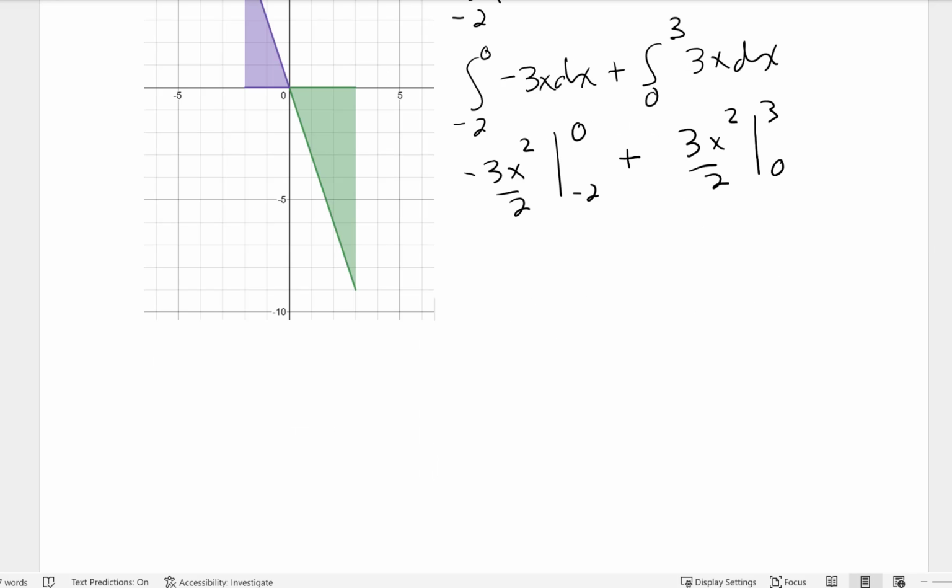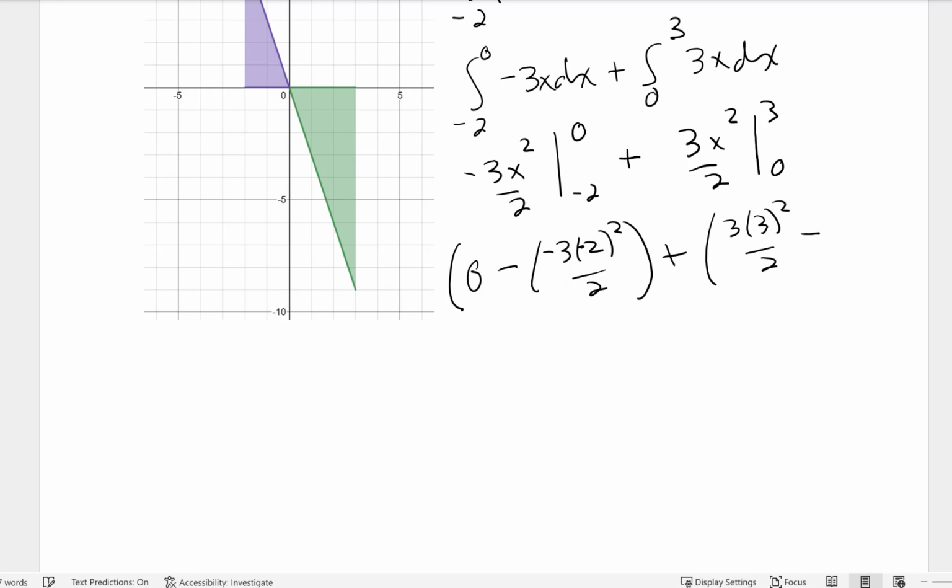So let's plug in the 0 first, which negative 3 times 0 squared over 2 is 0, minus negative 3 times negative 2 squared over 2, plus, I put in 3. So 3 times 3 squared over 2, minus the 3 times 0 squared over 2 is just 0. So this negative negative, I'm going to make that a positive 3. Negative 2 squared is 4. Divided by 2, plus the second part, I have 3 times 3 squared, so that's 3 times 9 over 2.